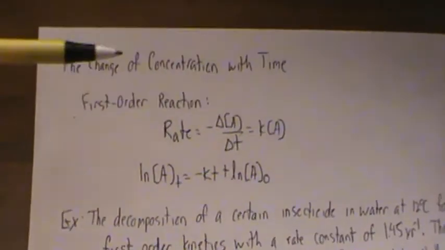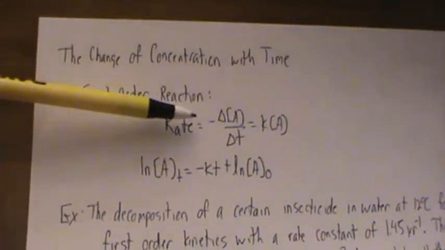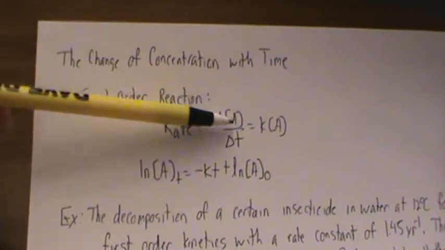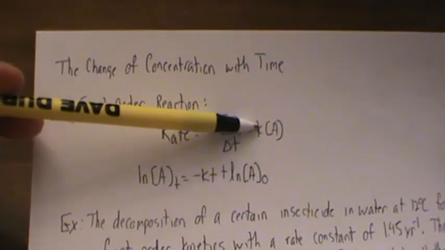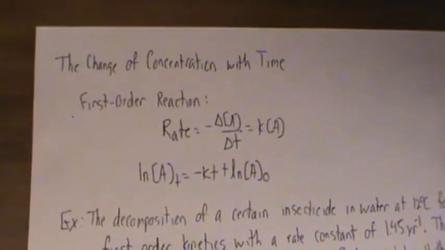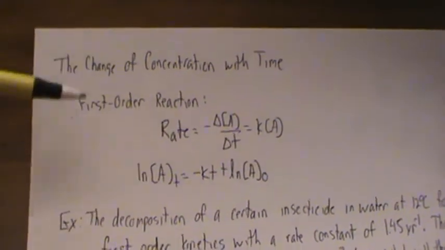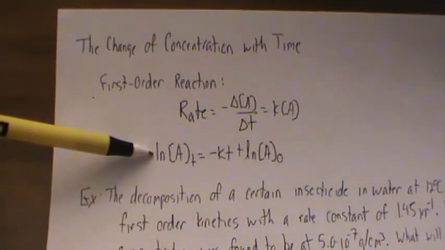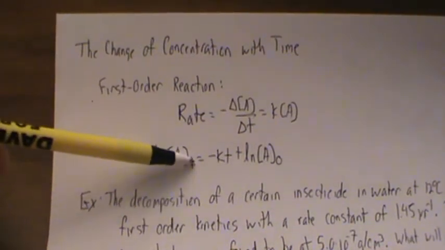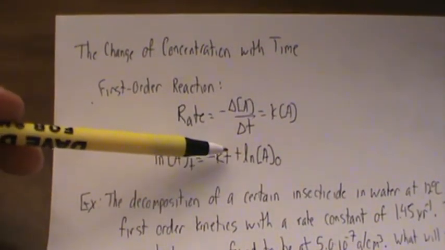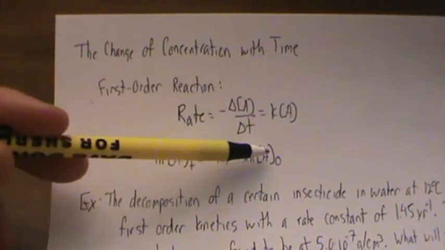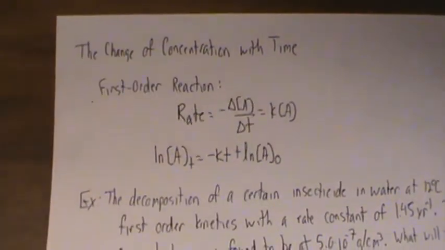All right, so if it's a first order reaction, the rate is equal to the disappearance of our reactant over change in time, which is equal to our rate constant times the concentration. Now the formula that we really use for a first order reaction is this. Natural log of our concentration at a certain time is equal to negative rate constant times time plus the natural log of the initial concentration.